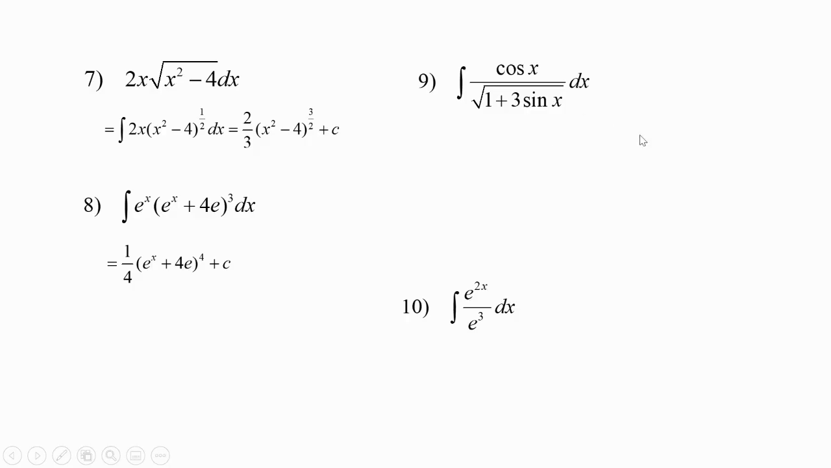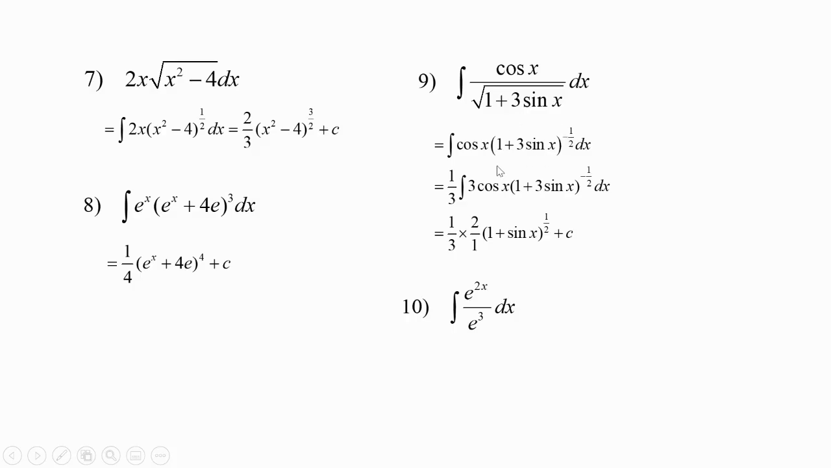All right, this one over here is looking very much like a dude. I want to bring that up. So I've got 1 plus 3 sine x to the minus a half dx. Inside here, what is my derivative? So the derivative of 3 sine x is 3 cos x, and the derivative of 1 is 0. So that should be 3 cos x, which means I'm looking for a 3. I compensate by putting in a third, and I ignore the dude. So I go, okay, minus a half plus 1 gives me a half, so I'm timesing by 2 over 1. So that's 2 over 3, 1 plus sine x to the half plus c.